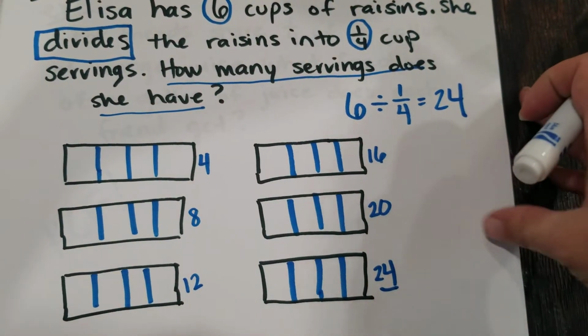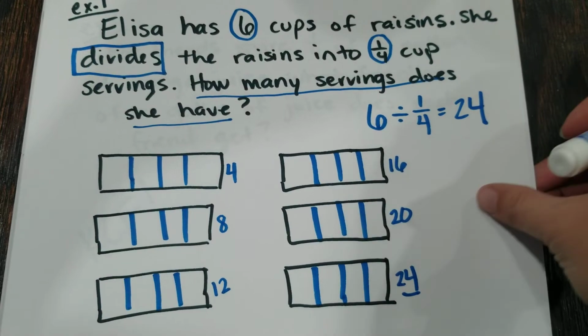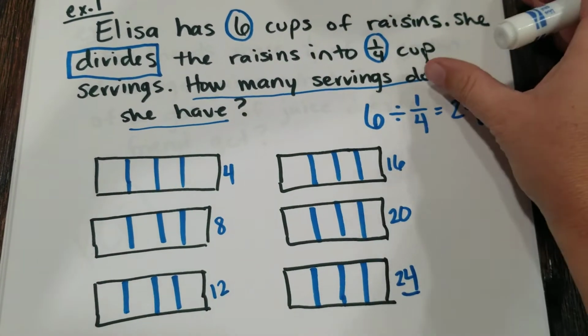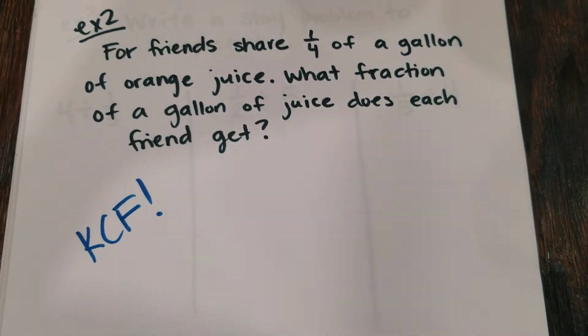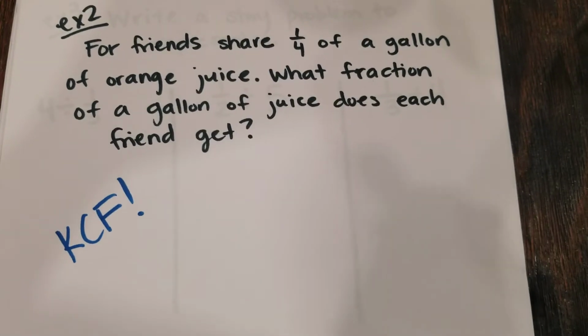This is taking us all the way back to the beginning of the chapter. You want to make sure you understand how to do it with models. The other way to solve division problems would be using the method that we learned in lesson 4, KCF. So here's another example using KCF.